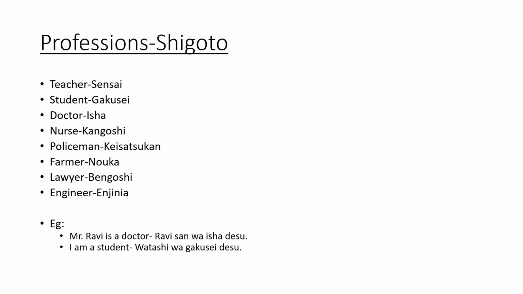Now one more thing I would like to mention is that desu, that you might think is spelled desu, is actually pronounced des. So now for example, I want to say Mr. Ravi is a doctor. Now we use san for Mr. Ravi because it's an elder man. Wa because of the topic marker. Doctor is isha and is is des, hence this sentence would go like Ravi san wa isha des.